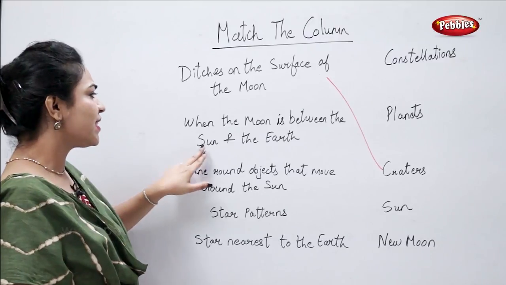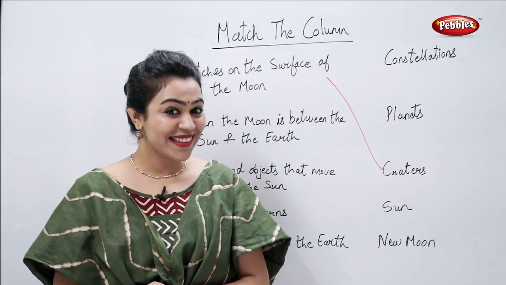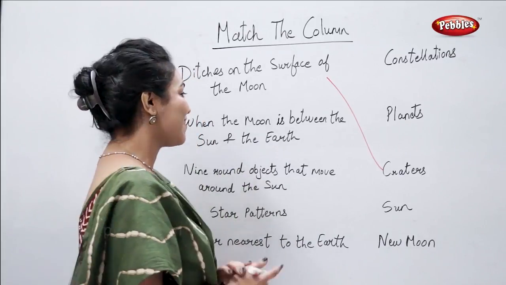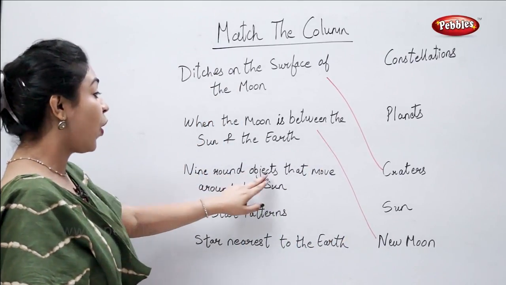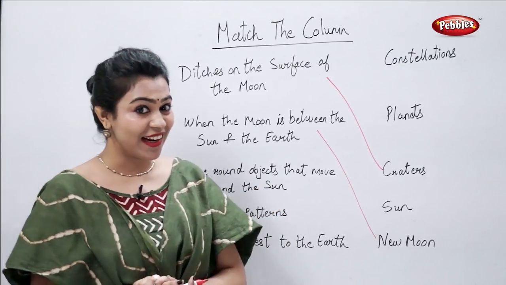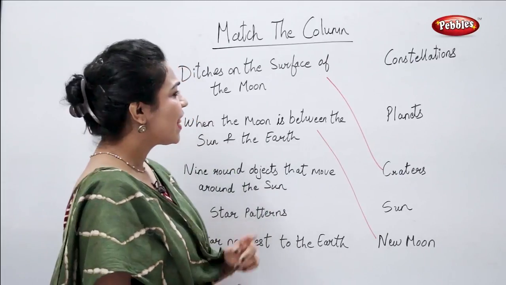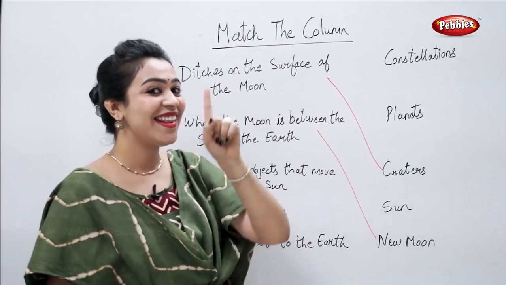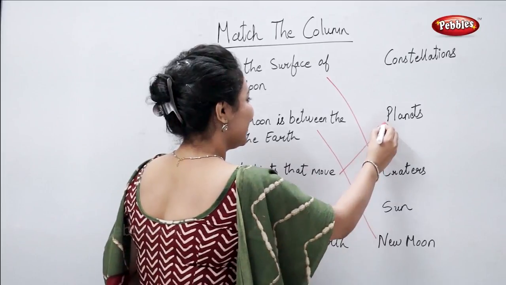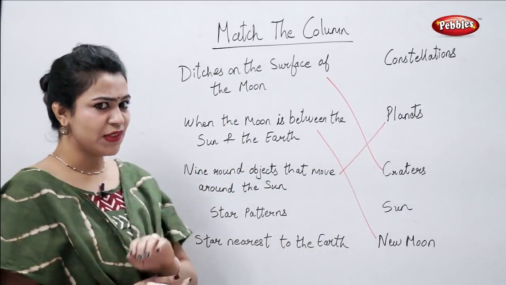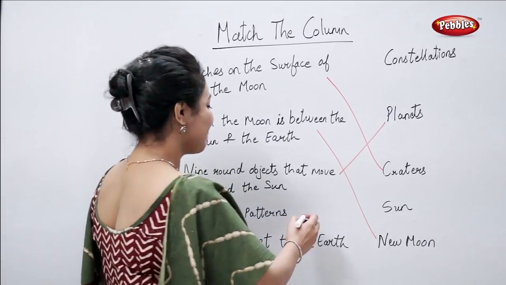When the moon is between the sun and the earth, what is that night called? New moon night. Perfect. Nine round objects that move around the sun. What are those nine moving objects called? They are called constellations? No, they are called planets. Star patterns. They are called constellations. Perfect.